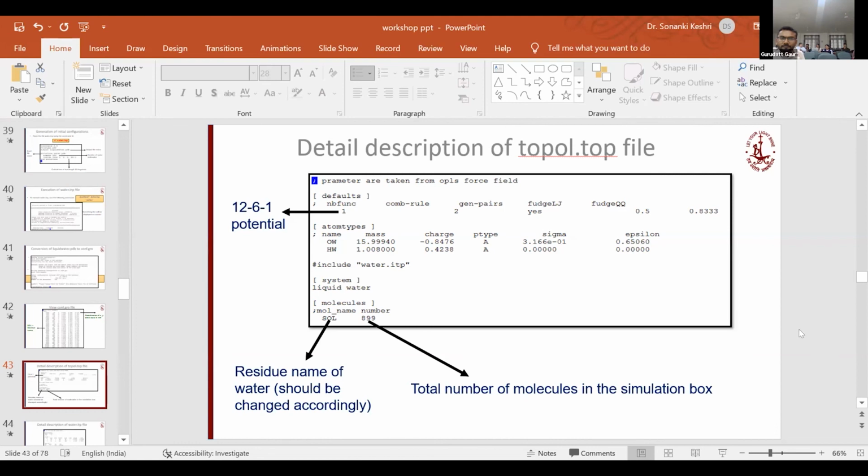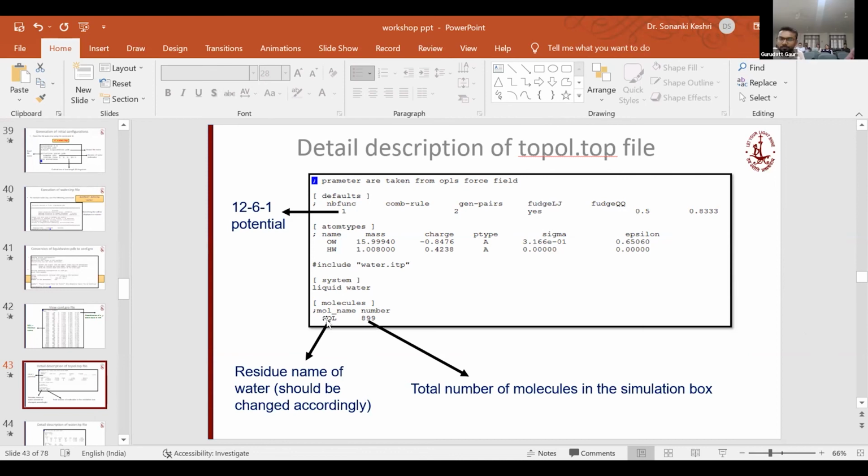Here, after OW and HW, you will press enter and write for methanol. I am taking the simplest alcohol. In the case of methanol, you have O, you have hydrogen, you have a methyl group. So for 3 different atoms, you should know the mass of each element, the charge, and the sigma and epsilon. For hydrogen, as I've told, sigma and epsilon are 0.